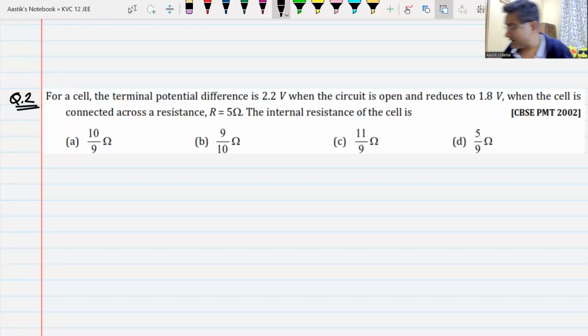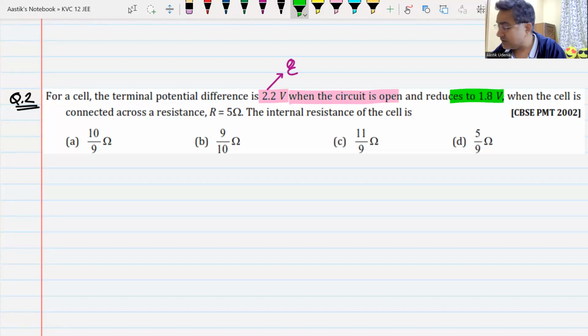Well, 10 by 9 is the correct answer. Remember, when the circuit is open, 2.2 volt is the EMF of the battery. Yes or no? Yes, sir. When the circuit is closed, the voltage becomes 1.8 volt. This is the potential difference across the battery when the battery is connected. And we have seen a very good result.